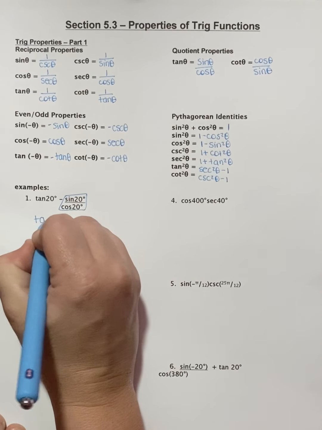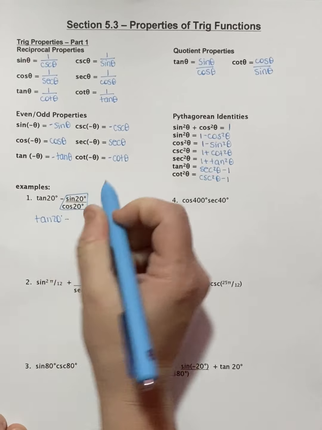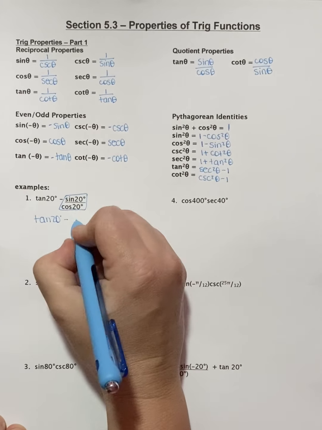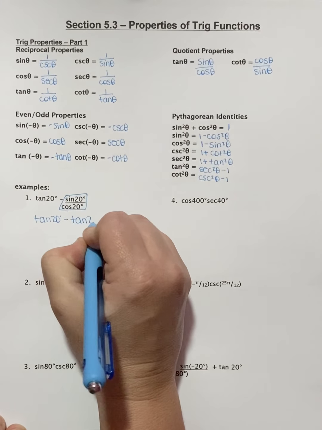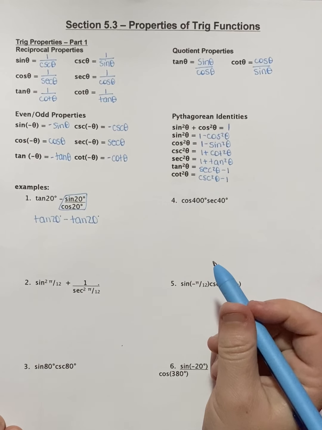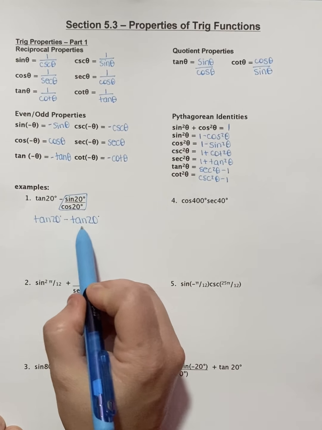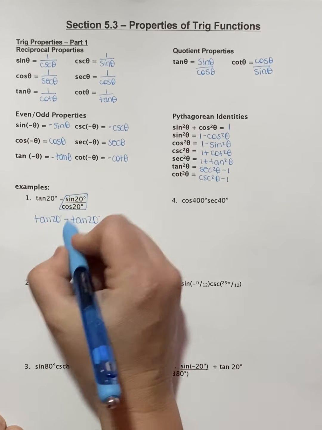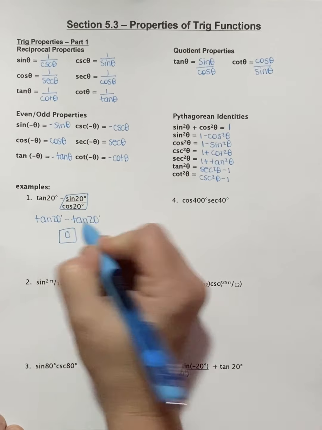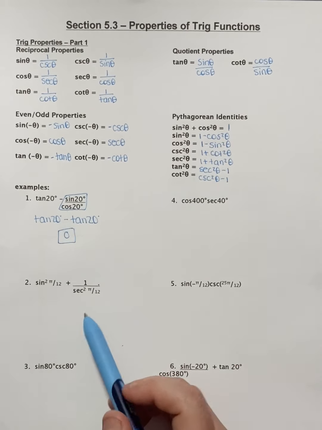So let's leave the first one alone, tangent 20. And I'm going to subtract, and I'm changing this one over. Sine over cosine is the same thing as tangent. So that's the same thing as tangent 20. Now I simplify. Tangent 20 minus tangent 20, this is the same thing minus itself. So my solution here comes out to be 0. All right, going down to number 2.